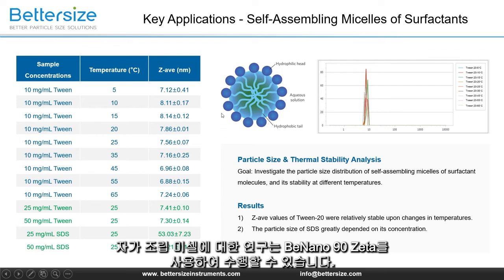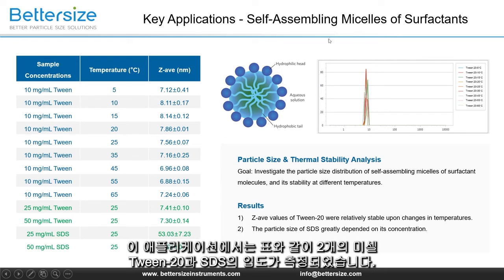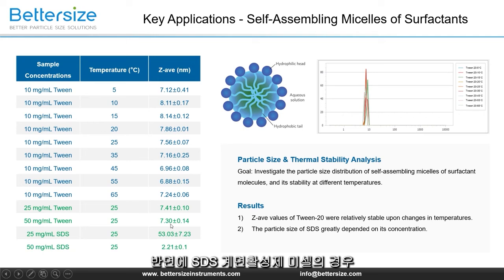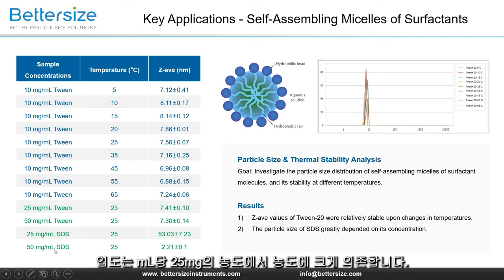Studies on self-assembled Micelles can be carried out using the BeNano 90 Zeta. In this application, particle sizes of two Micelles, Tween 20 and SDS, were measured. As shown in the table, on one hand, the average values of Tween 20 were relatively stable upon changes in temperatures as well as concentrations. On the other hand, for SDS surfactant Micelles, the particle size highly depends on its concentration.